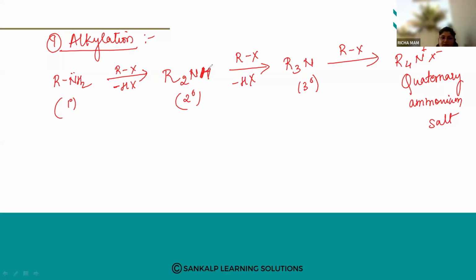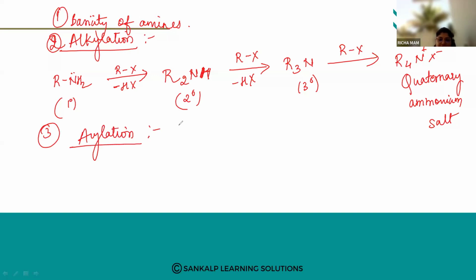Next is acylation. The first chemical property we have seen is the basicity of amines, the second is alkylation, and the third one is acylation. For this we are going to take primary and secondary amines.